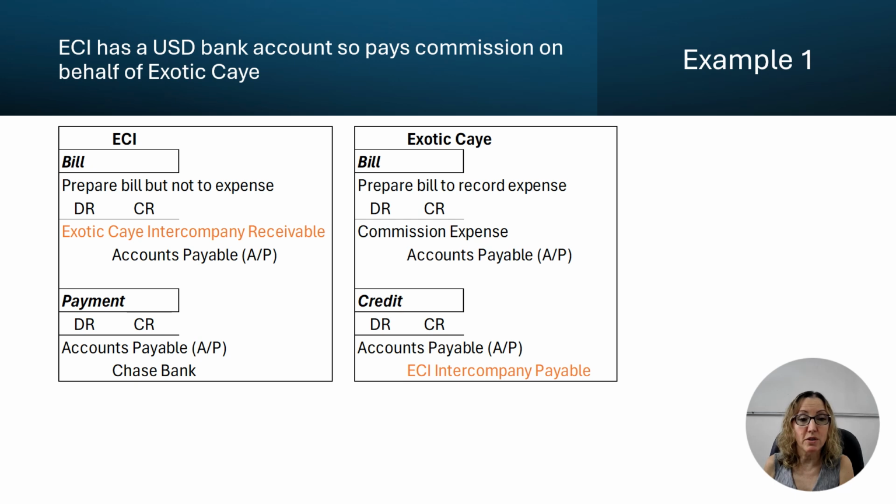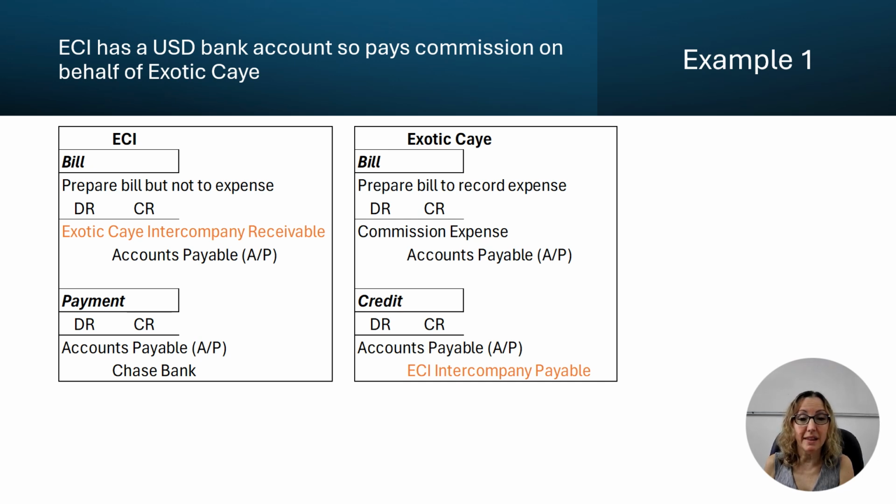So when you go into the payment to pay a bill, it's obviously going to take it out of accounts payable and take it out of, in this case, Chase Bank. So on the ECI side, it's very simple. You do the bill, or sometimes it's called an invoice, depending on your system, and then you record the payment like you normally would. Now, getting into Exotic Key, it's a bit different.